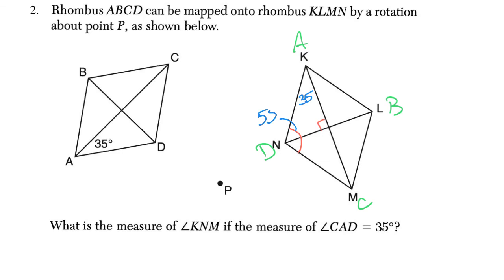is 55 degrees. Now I'm going to use one last property of rhombuses. I know the diagonals of rhombuses, well, they also bisect angles. So then I know that the other half of this angle over here is also 55. So the total angle, the measure of angle KNM, is equal to 110.